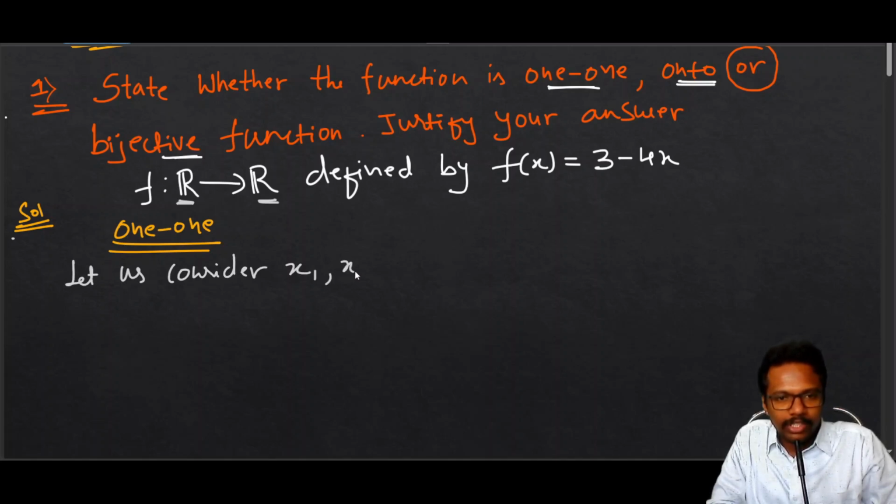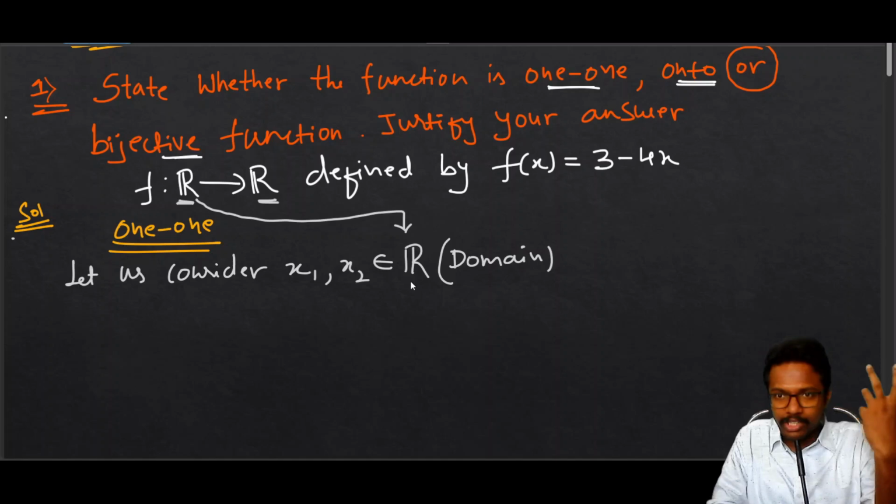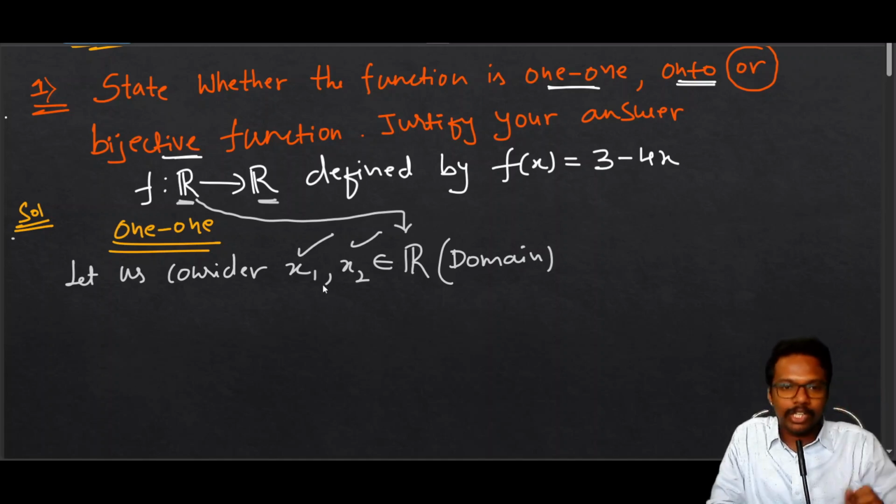x1, x2 belongs to R. x1, x2 belongs to R means we already know they are real numbers. So this is the domain, the first R. This R I have considered from the real numbers. There are infinite numbers, uncountable. Real numbers are uncountable, no? So in these infinite numbers I have considered two elements, x1 and x2, to verify whether it is 1-1 or not. That is our aim here.